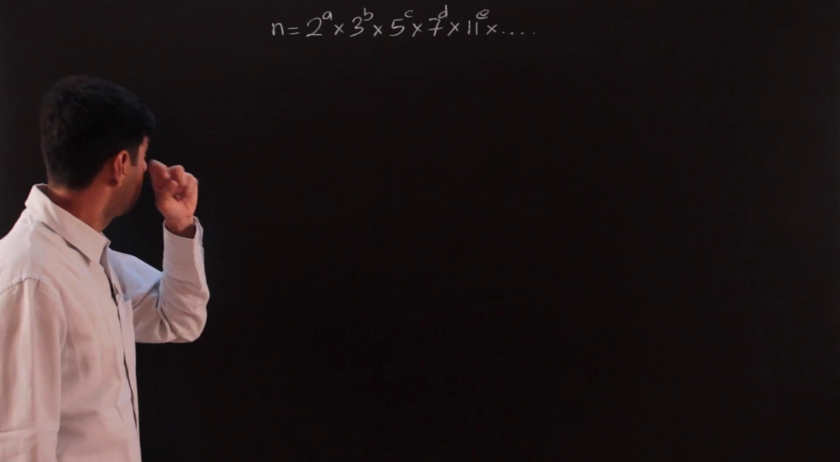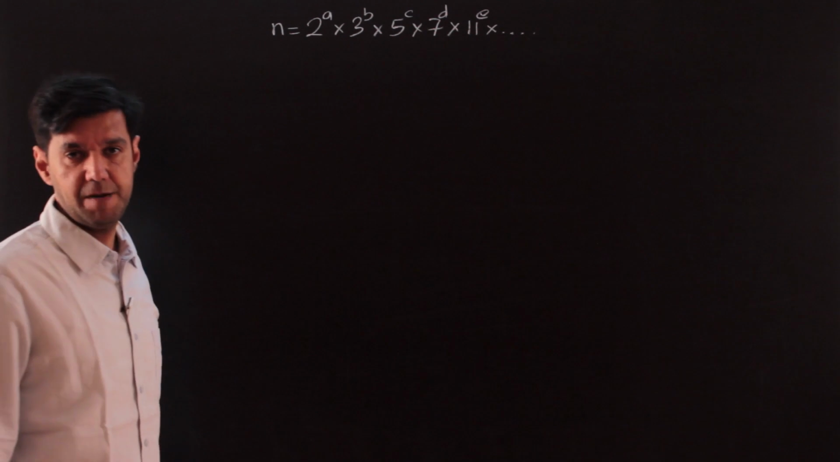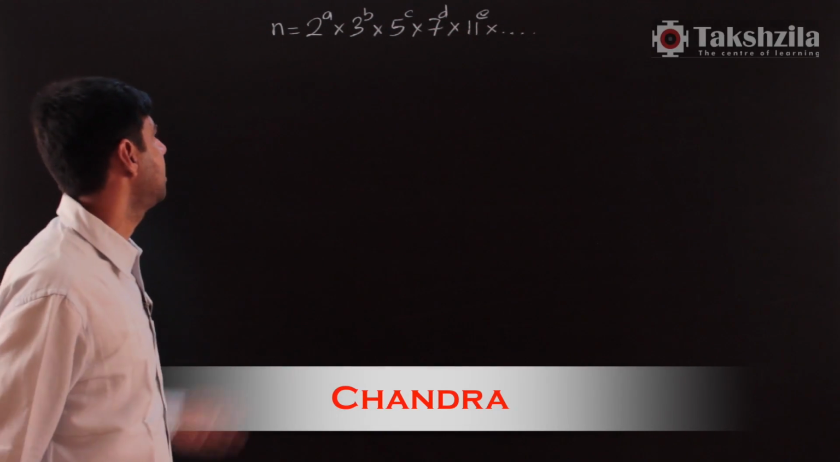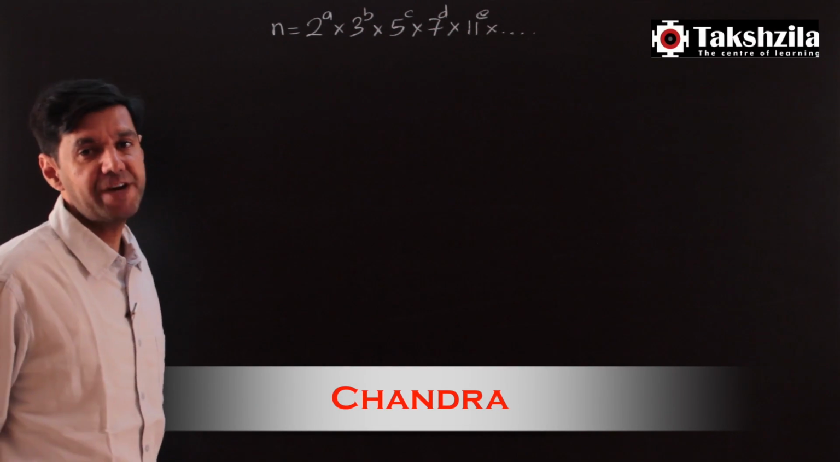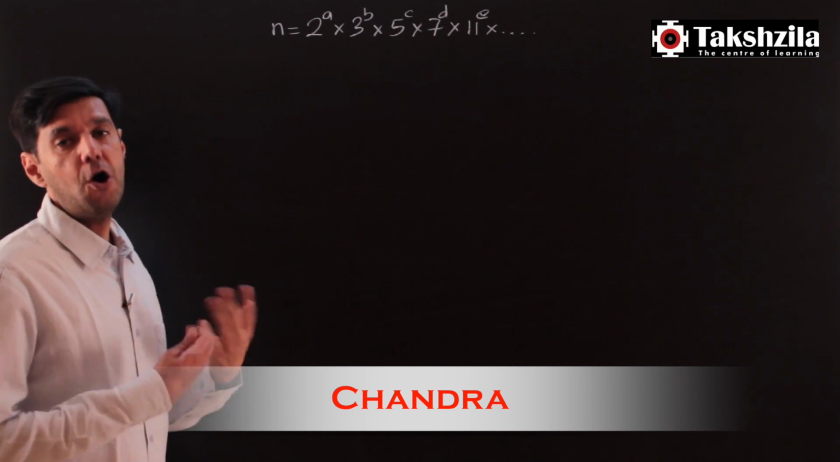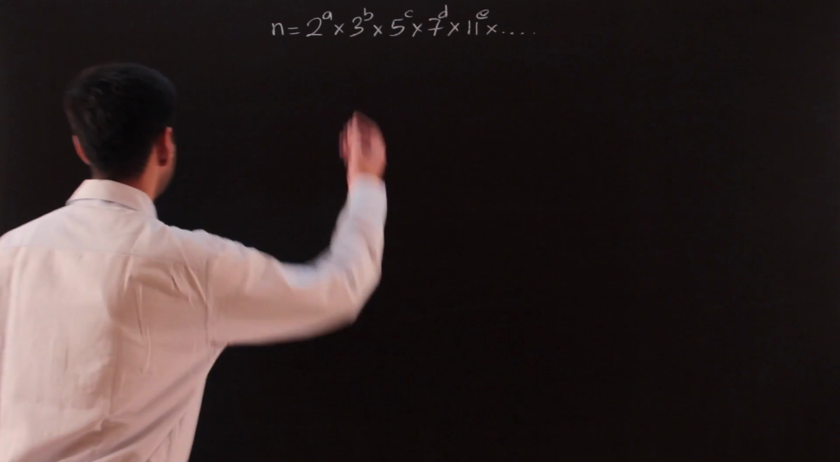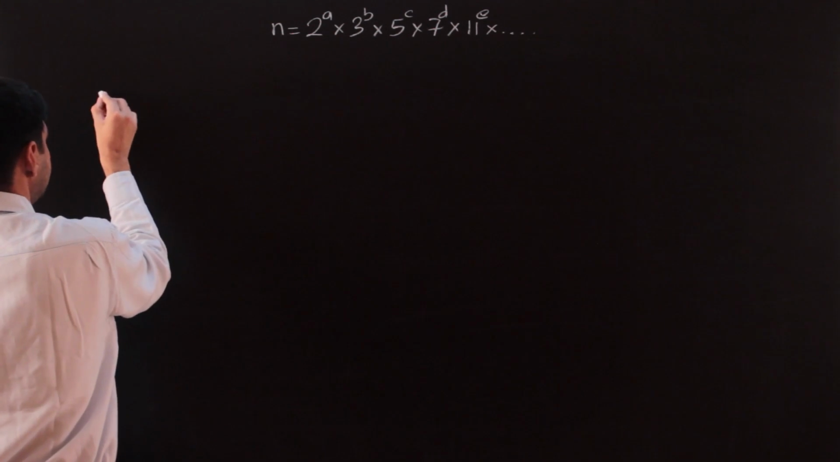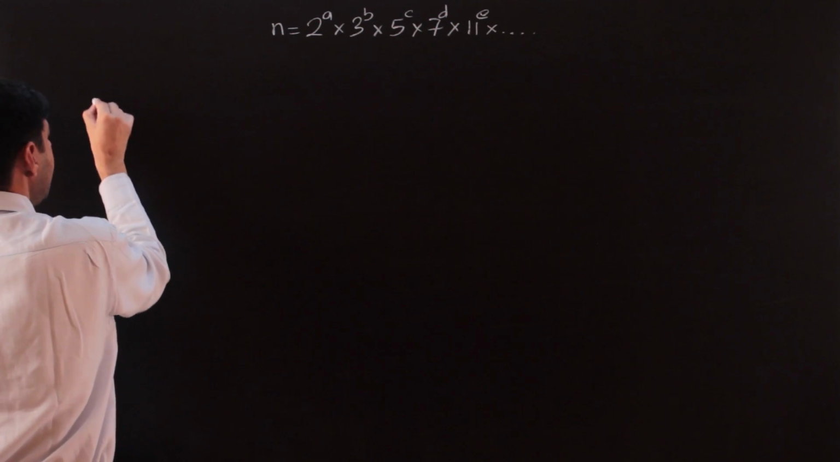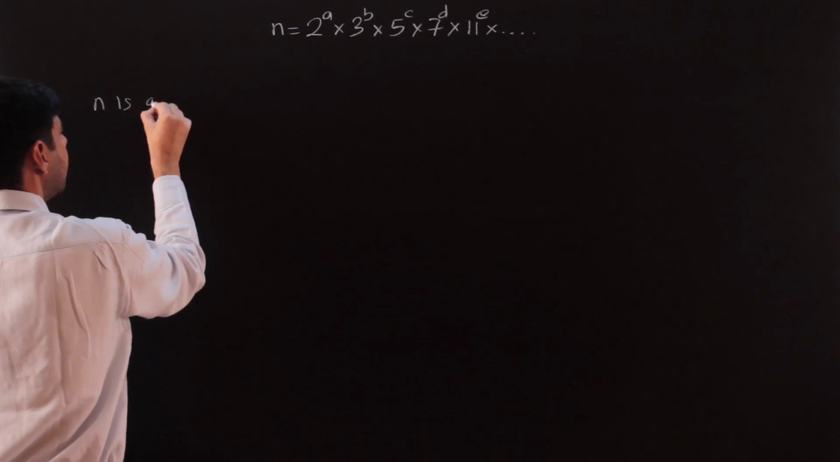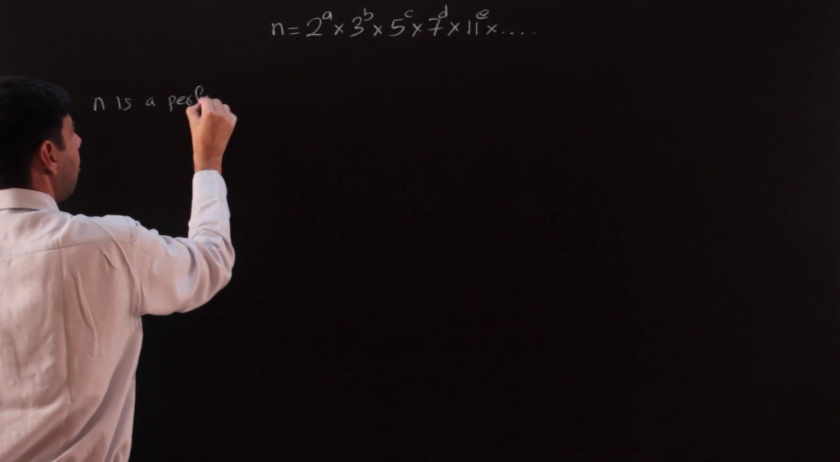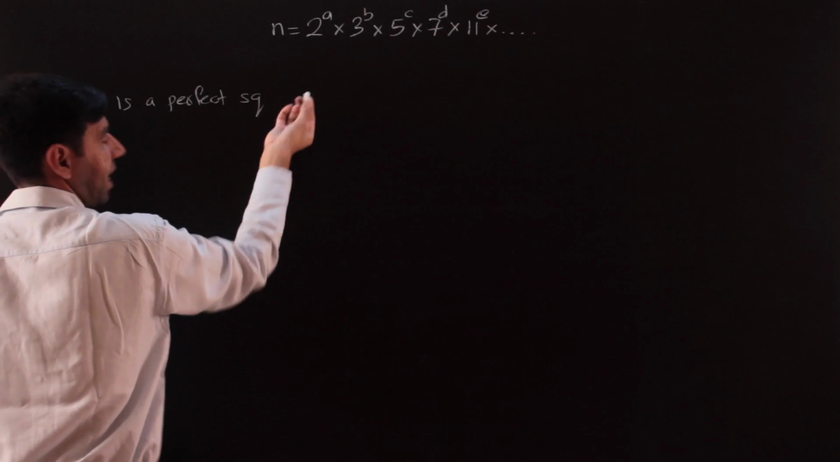Factorized form can be used to draw inferences about the number. One of those inferences is: is n a perfect square or not? Or is it a perfect cube? Or is it a perfect fifth power? And so on. So let us start with this: if n is a perfect square, what will the factorized form look like?